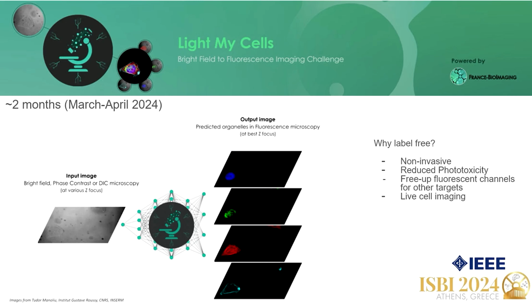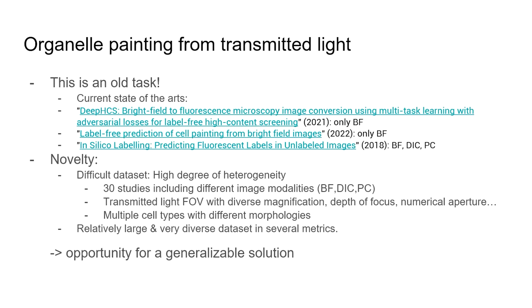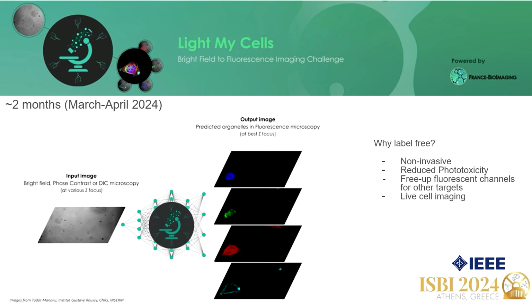So Dorian already talked about the challenge setup, so I would like to offer my perspective as a participant. I joined the challenge for around 2 months, March and April this year. And the task is straightforward. It's an image-to-image translation task, where given a bright field or any kind of transmitted light images, you are asked to predict 4 channels for every field of view.